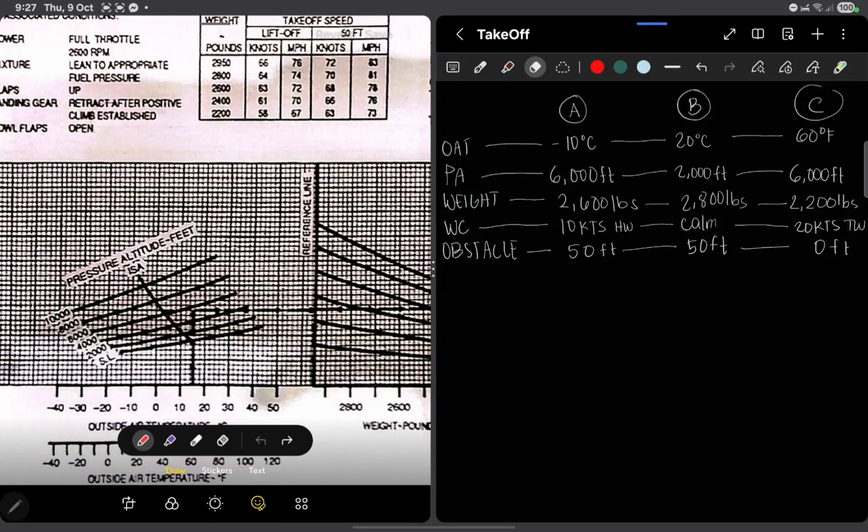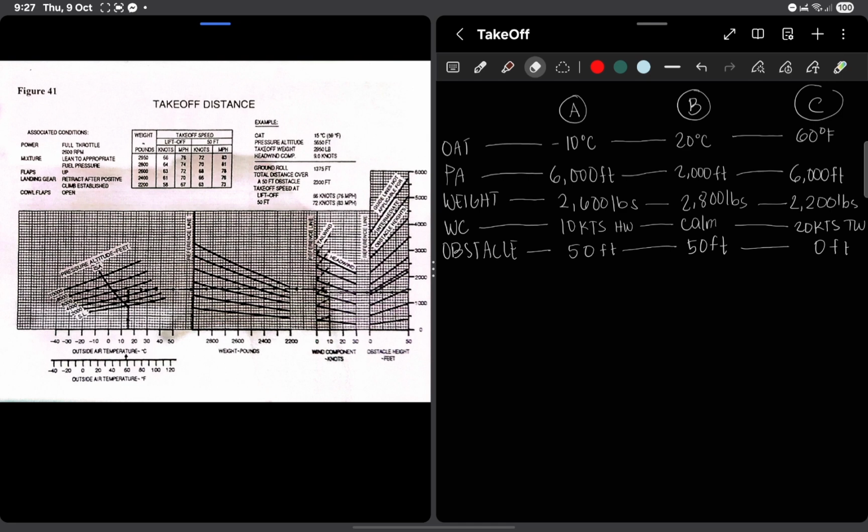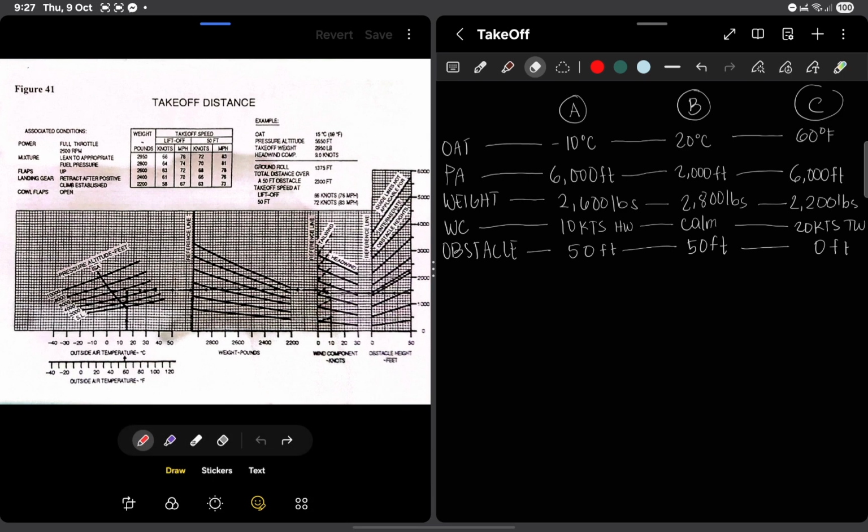Hello, fellow aviators. So right now we will be studying how to get our takeoff distance using the takeoff distance table of figure 41.